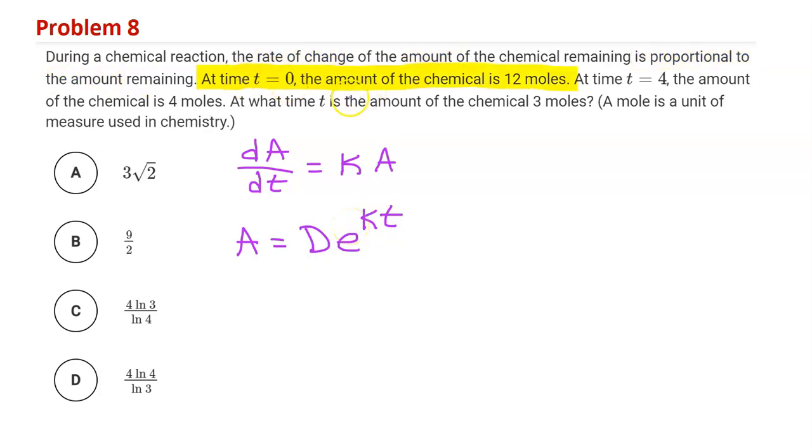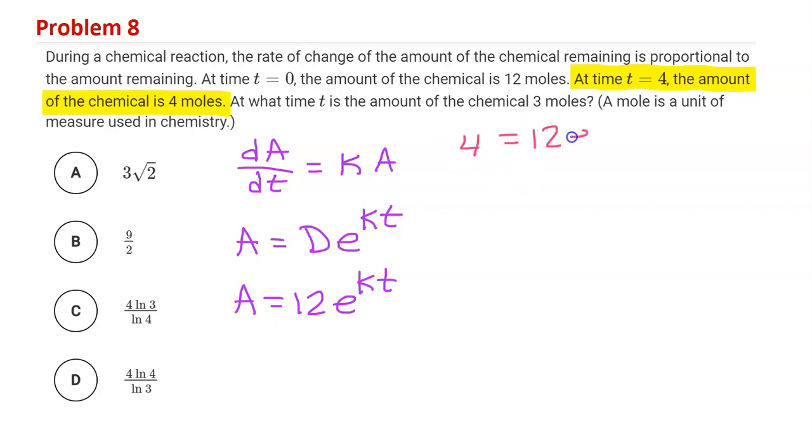At time t equals 0, the amount of the chemical is 12 moles. That gives us the value of D, which is always the initial amount of whatever it is. So now we have A equals 12 e to the kt. At time t equals 4, the amount of the chemical is 4 moles. So let's substitute 4 in for t and 4 in for A. That gives us 4 equals 12 e to the k times 4.